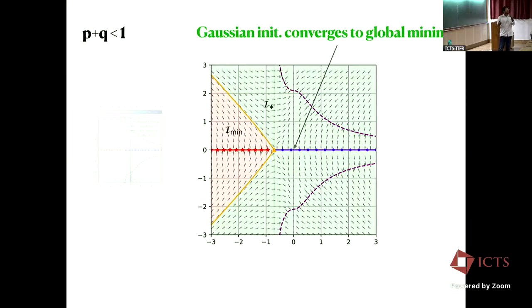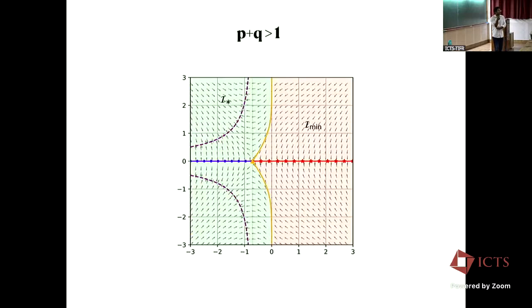This is one of the main reasons why we didn't observe this kind of pathological behavior for P plus Q less than 1: with standard Gaussian initialization, though there are some bad local minima, the flow takes you to the global minima. That's one of the key reasons we can explain the previous phenomena that I showed you.